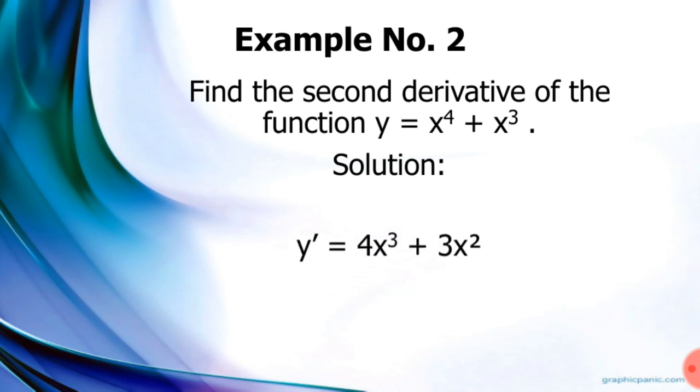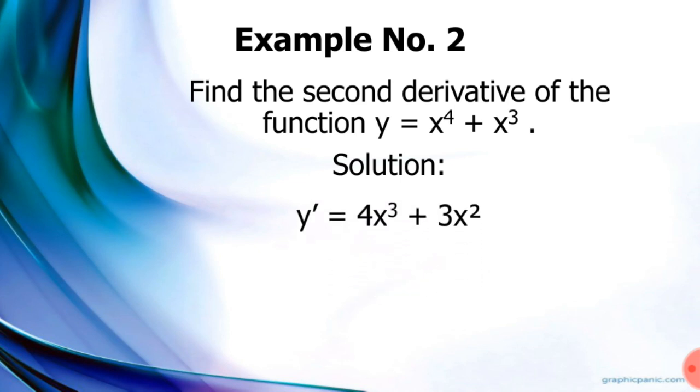Okay, for the solution, the first derivative will be 4x cubed plus 3x squared. For our second derivative, we have 12x squared plus 6x. So 12x squared plus 6x is the second derivative of y, which is equal to x to the fourth plus x cubed. Okay? Okay, can we proceed?